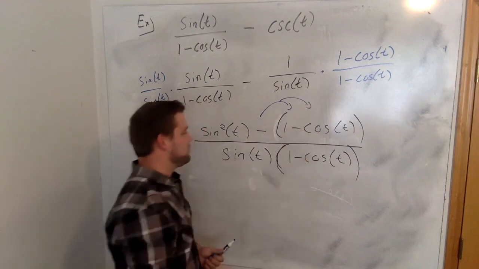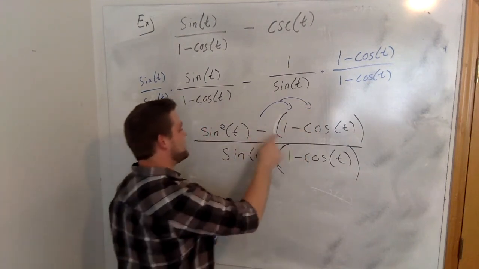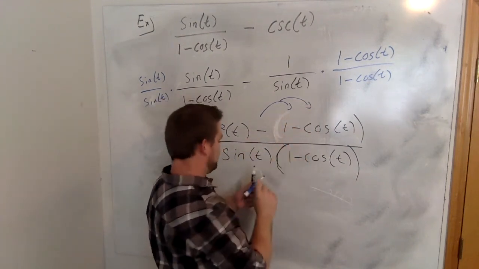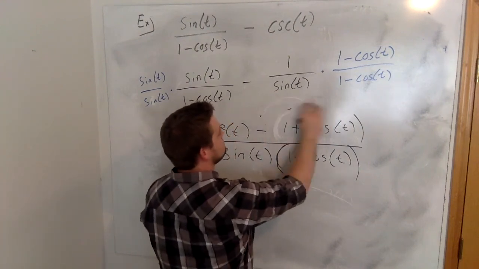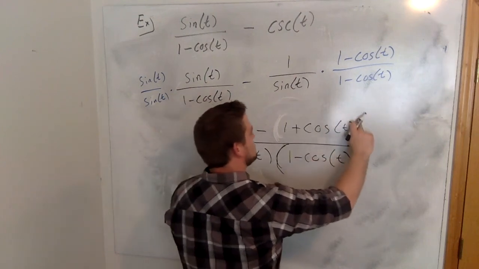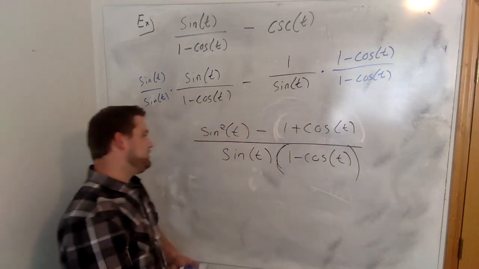So the only thing I can really think to do here is clean up the numerator by distributing in this minus sign. If we distribute in that minus sign, we'll get a minus 1, and then we'll get plus a cosine of t. Okay, now what to do from here?